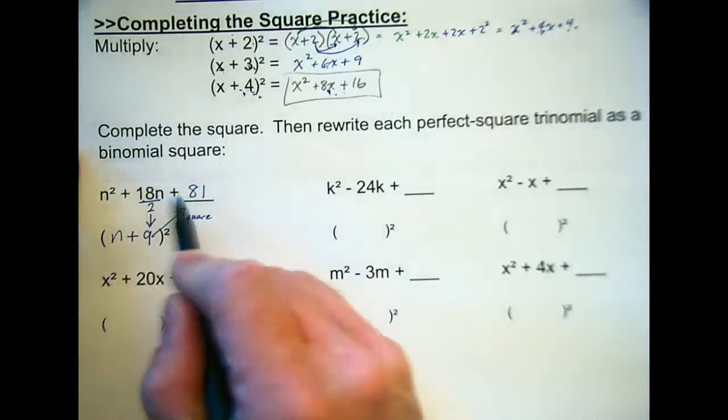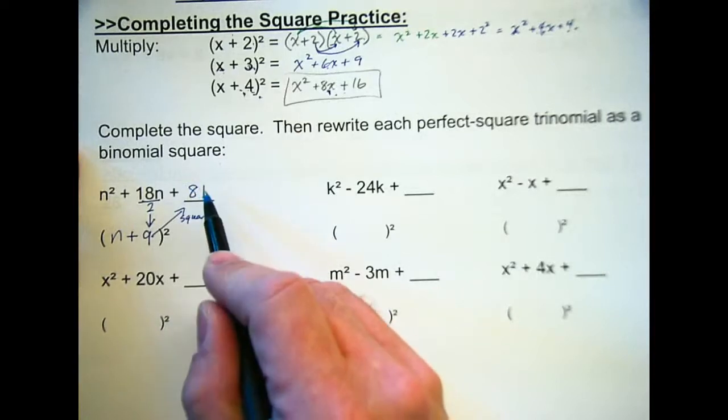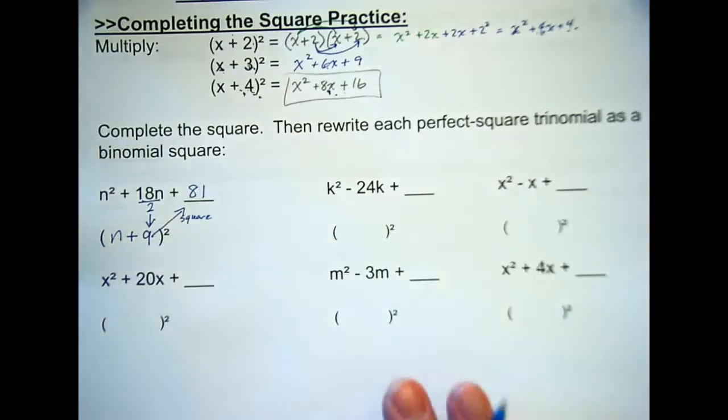Yeah, B and C are both positive. In fact, can C ever be negative if this is a perfect square? No. No? Good, Tyler?